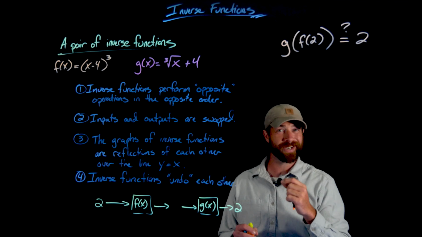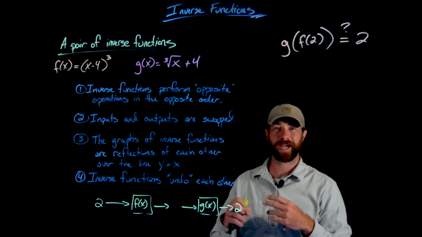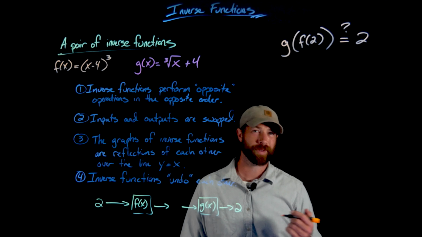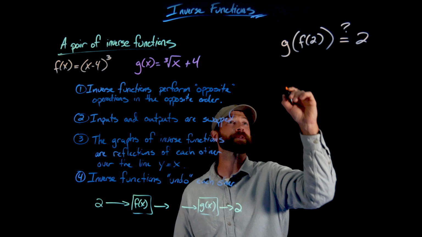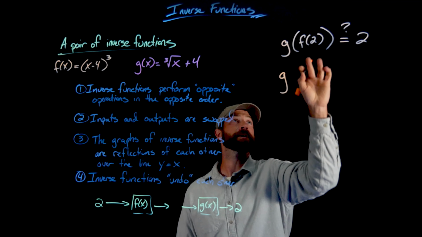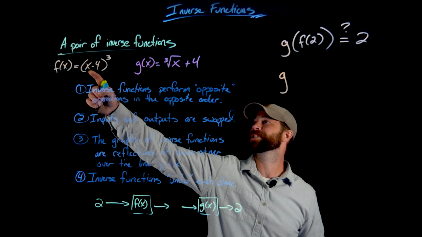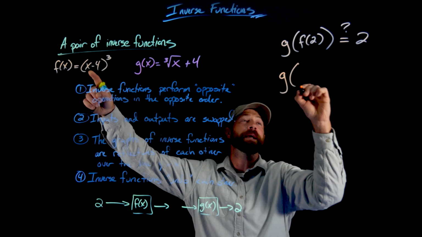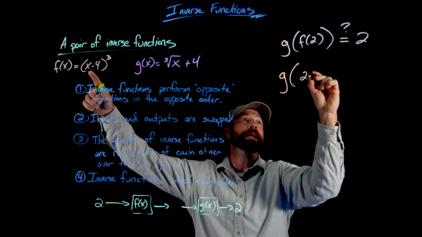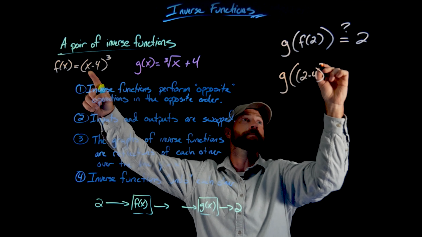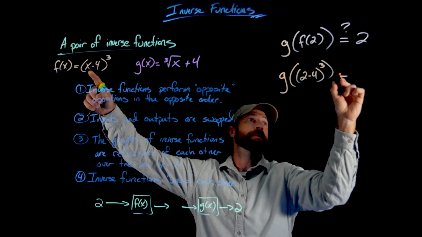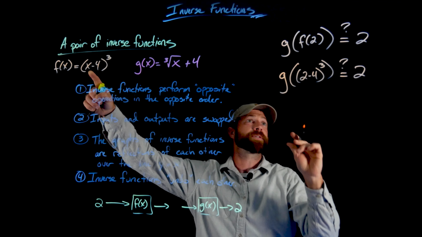That will mean these are inverses because they cancel each other out or undo each other. All right, so let's do this. I'm just going to work with this function notation right here. So f of 2 is what I get when I plug in a 2 in for x right here. And so that will be 2 minus 4 cubed. And we're going to see if this ends up being 2.